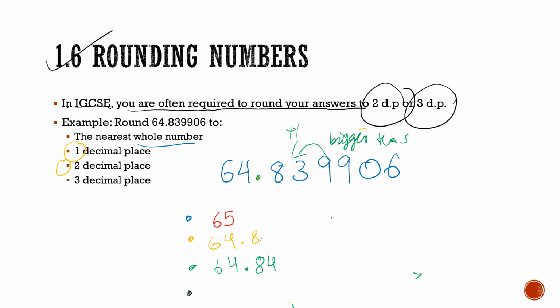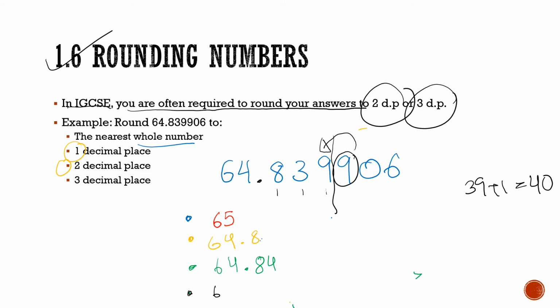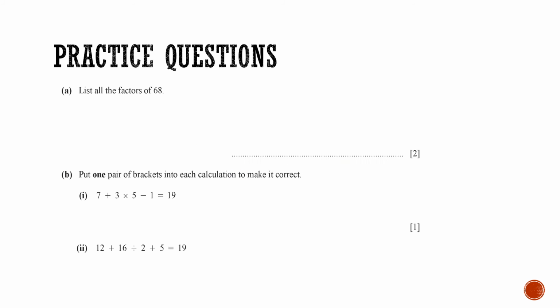Then let's go with this color. We have 3 decimal places. So 1, 2, 3. Draw a line. Is it bigger than 5? Yes, so you add 1. Now what happens to 39 when you add 1? It becomes 40, right? So that's how you write it: 64.840. The 0 needs to come. And that's basically all about rounding numbers.